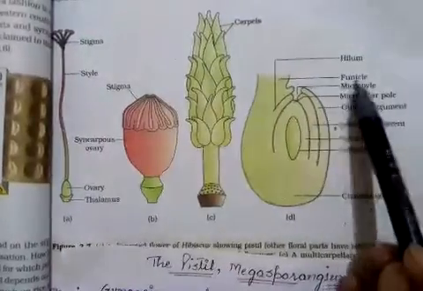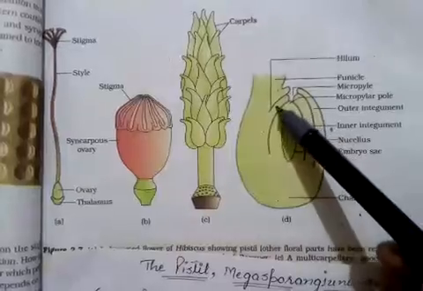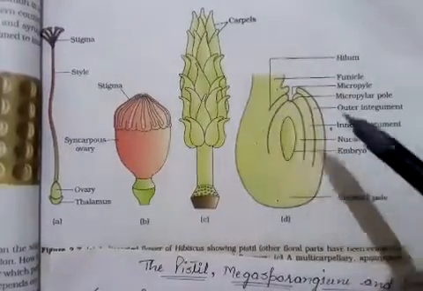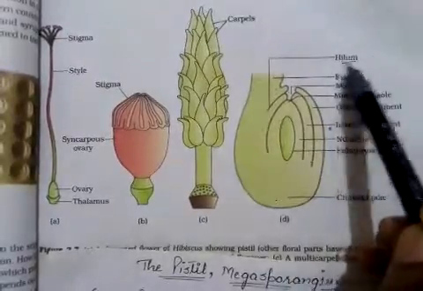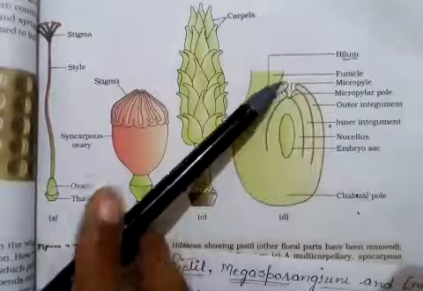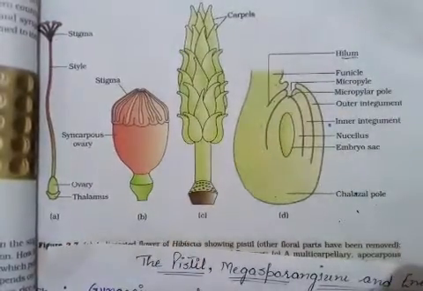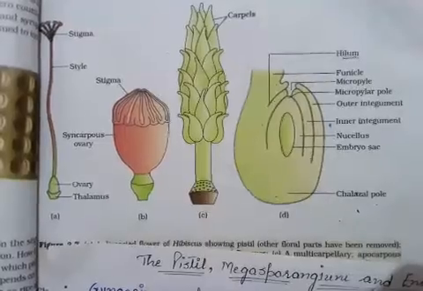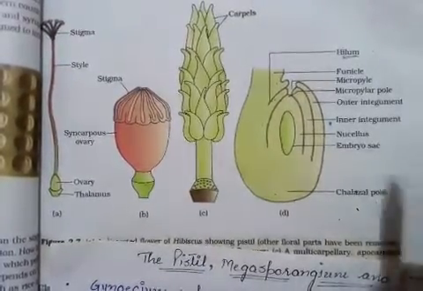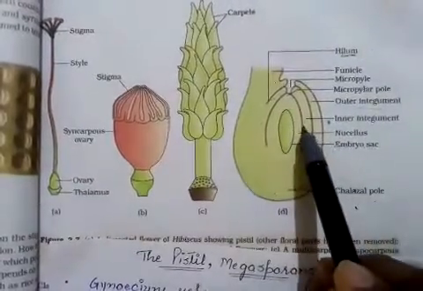Next is the funicle. Funicle is the stalk which attaches the ovule to the placenta. Next is the hilum. Hilum is the part which attaches the funicle with the ovule. The hilum shows how the funicle is attached with the ovule. Usually two types of integuments are present. First one is outer and the other one is the inner.